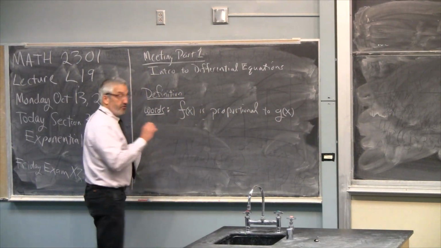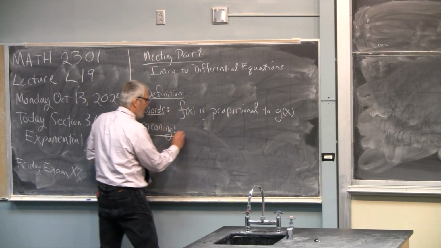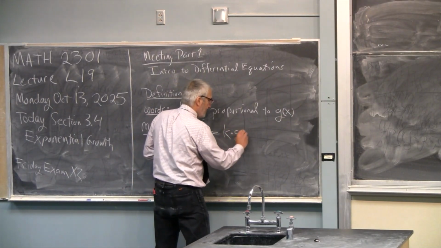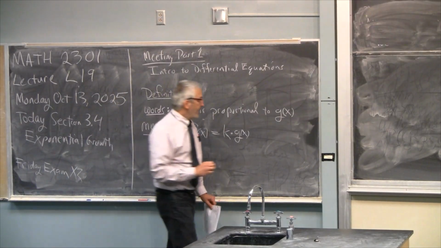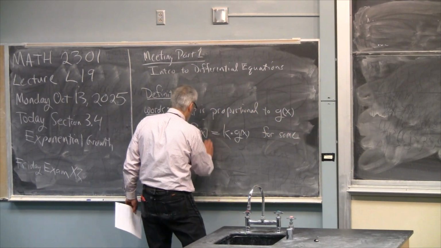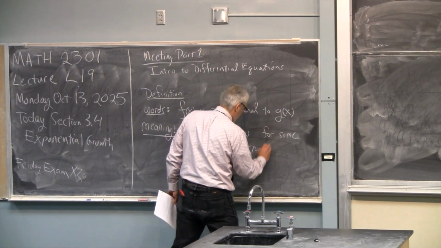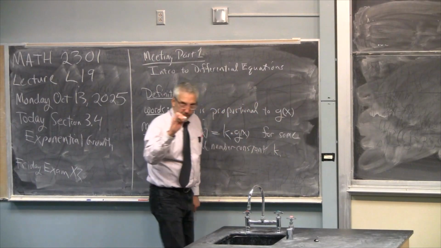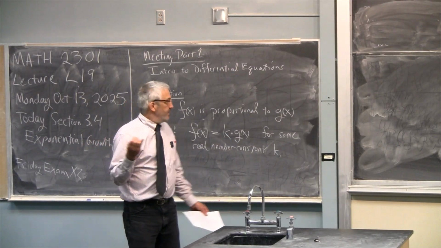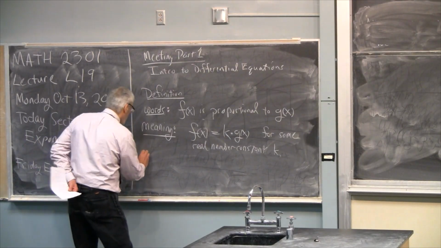But I'm going to generalize it. f of x equals k times g of x for some real number constant, k. So the example you said was if f is 1/3 of g, it's always going to be 1/3 of g. So in other words, in that case, the number k would be 1/3. What do these words mean?